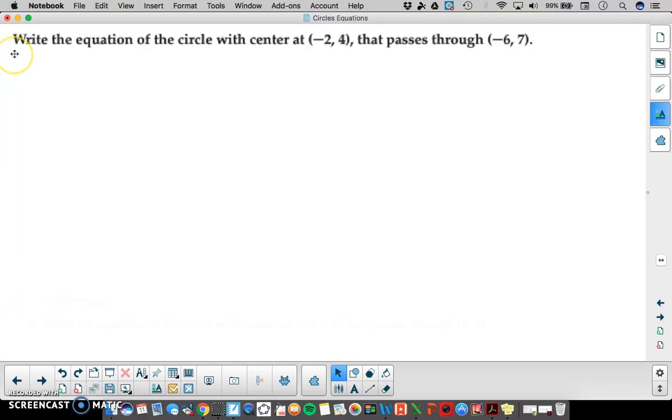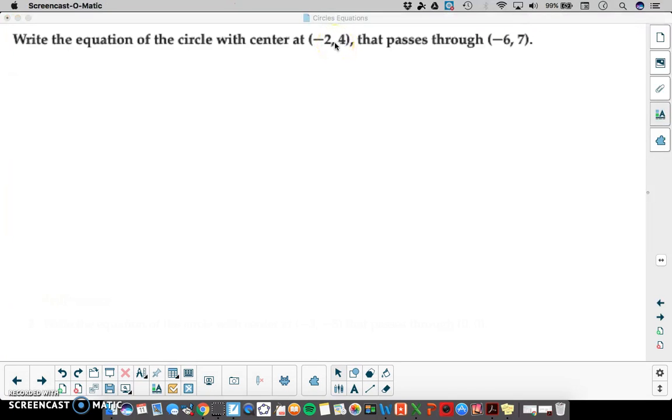Here we want to write the equation of the circle with a center at negative 2, 4, and the circle passes through negative 6, 7. Well, we're given this center, so that gives us our h and k values, but we weren't given the value for the radius. We need to find the radius.